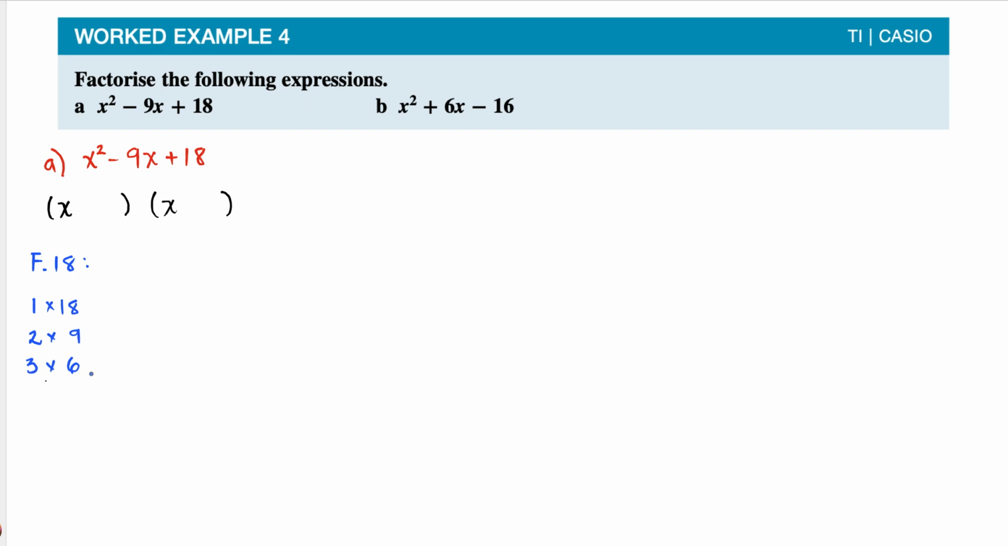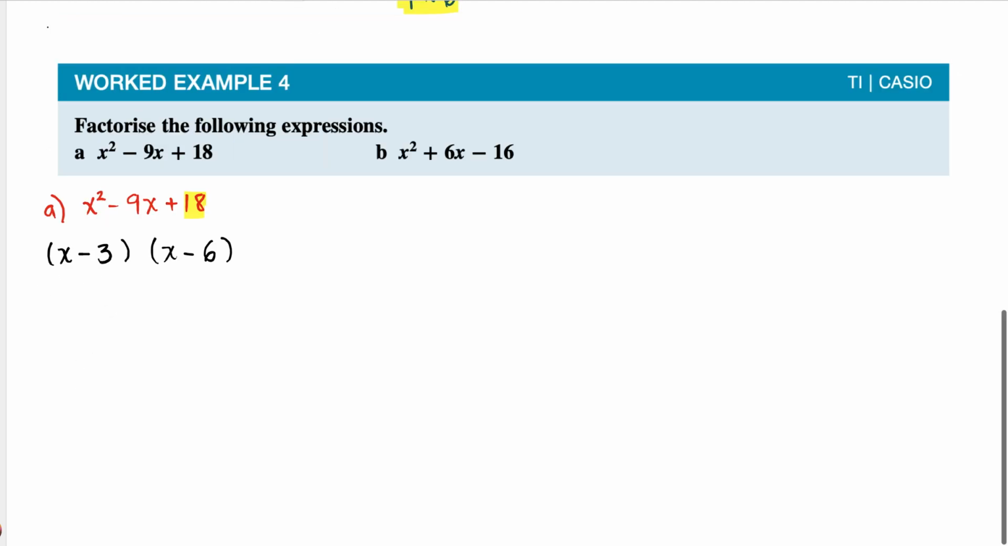Hopefully you're saying, okay, 6 and 3. Agree? So what I'm going to do here is this one, take away 3, take away 6. If you want to see if it works, you can just expand it. Let's expand it here just to check your answer. So you come from here and you say, okay, I'm going to check my answer.